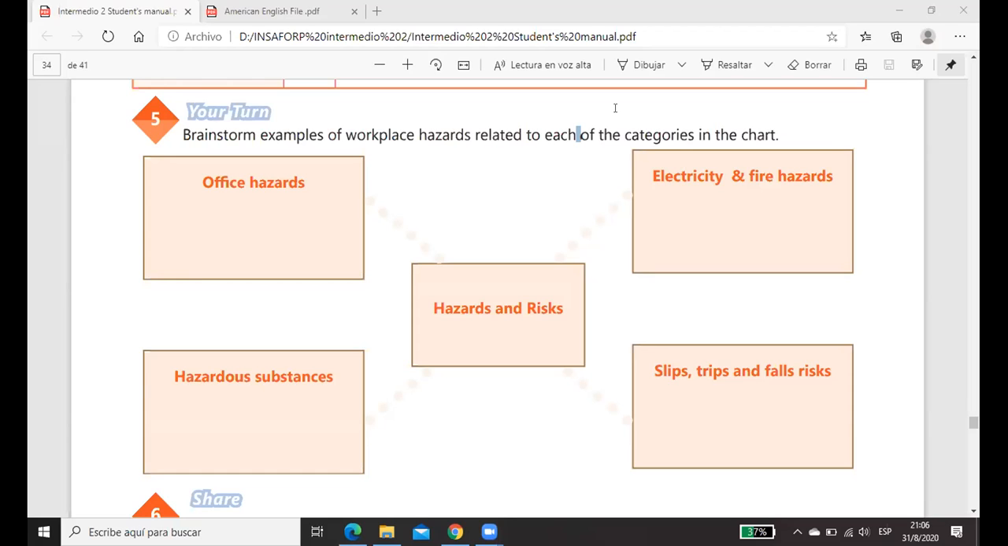Next one, number three, is hazardous substances. And that goes to Aleida and Iris. So you're going to think of examples of hazardous substances. All right, great. That's for Iris and Aleida. And finally, group number four, slips, trips, and falls risks. That goes to Ana Lilian and Camila. Number four, last one. All right. Don't forget your assignment. Let's go ahead and work in small groups.